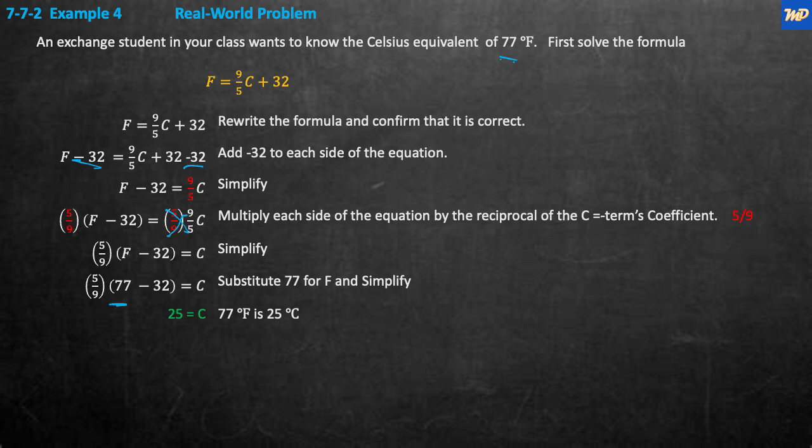And when we do that, what do we get? We get 45. 77 minus 32 is 45. And 45 divided by 9 is equal to 5. And 5 times 5 is equal to 25. And there it is, here's the 25. So C is equal to 25 degrees Celsius, when in Fahrenheit the thermometer says it's 77.